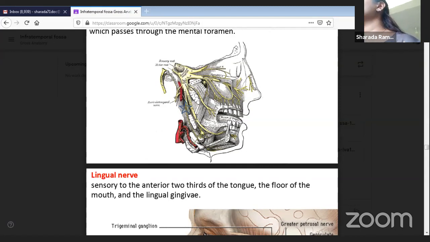You give the inferior alveolar block and the lingual block. So when you go posteriorly, you're going to actually block the lingual nerve at the third molar. And if you come anteriorly, you're going to block the inferior alveolar. So this is the trick.